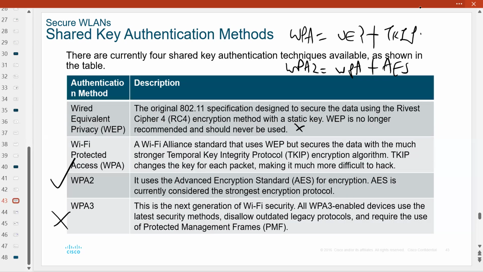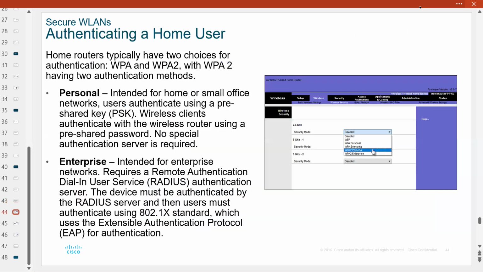Authenticating home users. Right. Home routers typically have 2 choices. WPA, we don't use WPA. We now use WPA2. And WPA2 has 2 authentication methods, personal and enterprise. With personal, this is intended for home users and small offices and uses a pre-shared key. So with personal, we have a pre-shared key. That's the thing with personal.